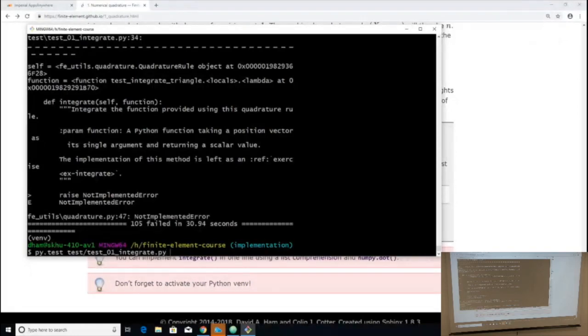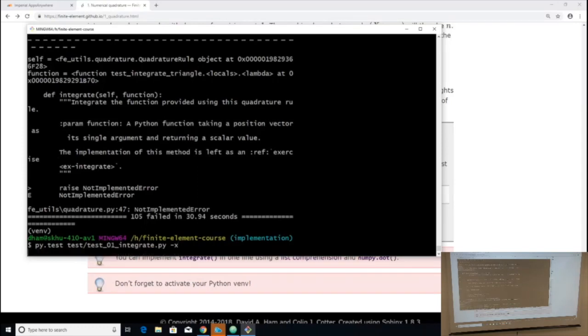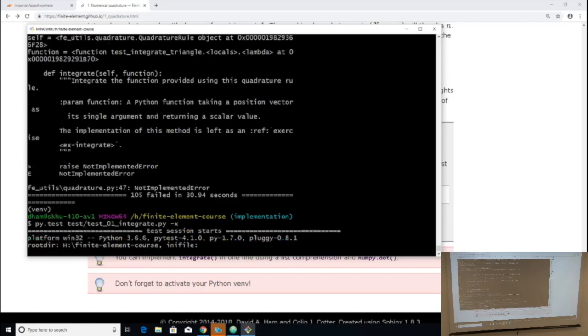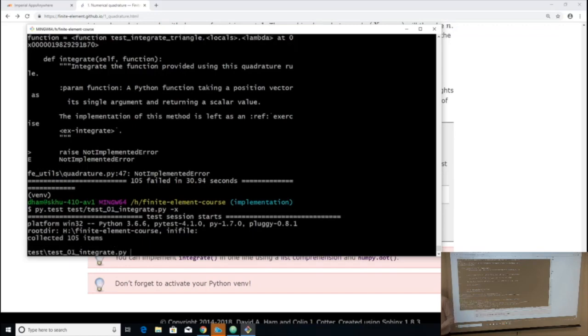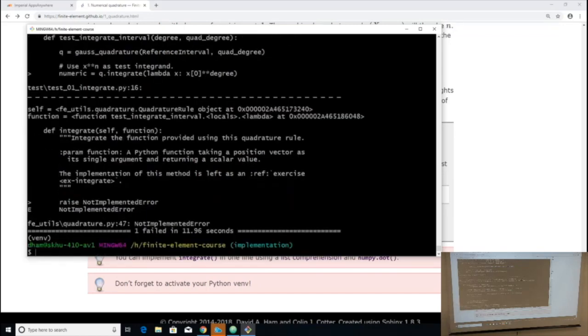What you probably want to do is pass the dash X option. What the dash X option does is it tells PyTest to stop on the first failure. And that's a lot more useful because I'm a nice person and I have basically ordered the tests in increasing complexity. So as you go through, you would want to pass the tests in order.